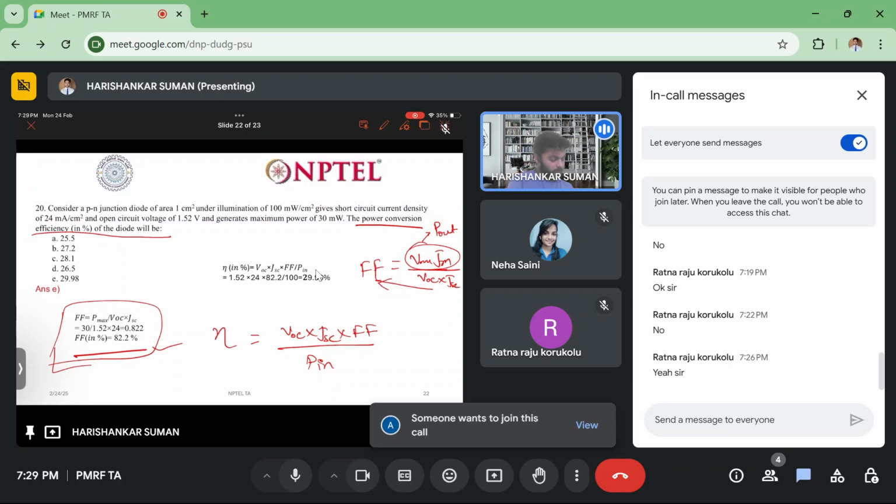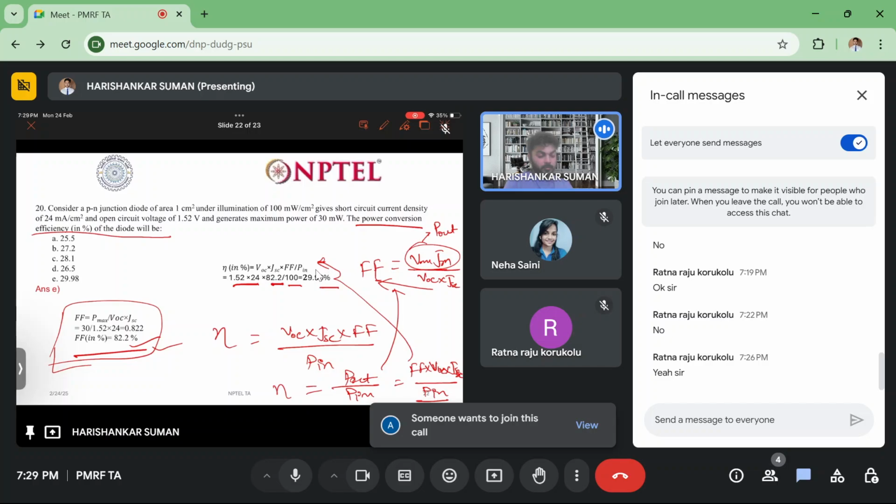So we can also find the efficiency by P out on P in, here FF into VOC into JSC on P in. Okay, so this is the formula. So fill factor we have already 82. Multiply VOC 1.52, JSC is 24. Divide by 100, you will get 29.98% efficiency.